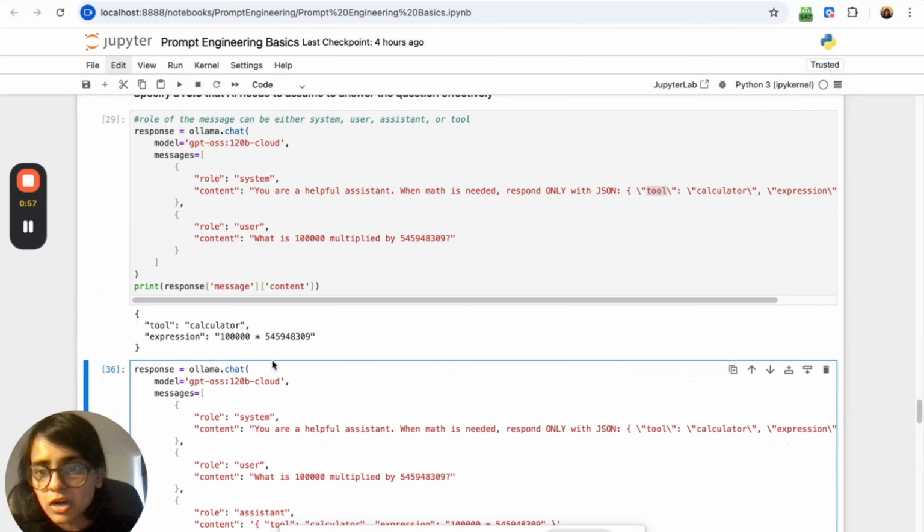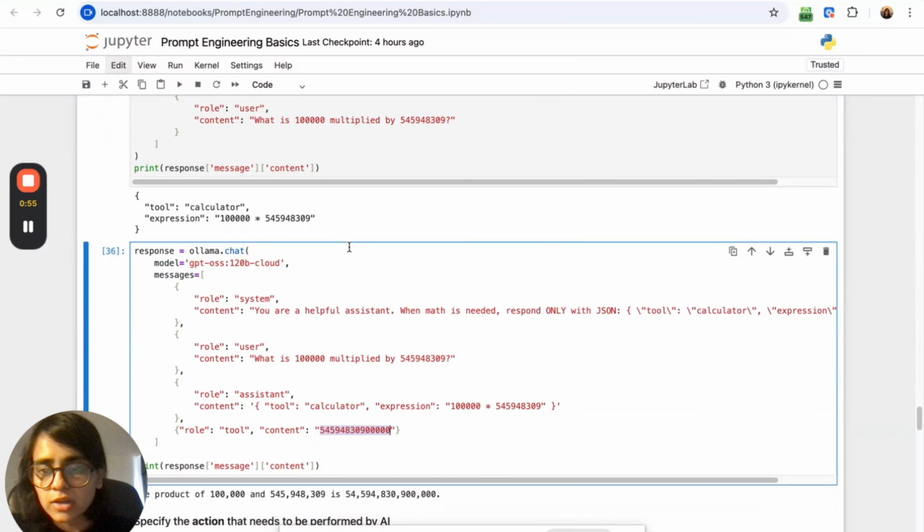So in this I have just hard coded it, but in actuality you'll be making a call to an external tool or a tool that you can define in this and get the answer. So that is what this role tool is about. Then there is another role called assistant, which is basically the response that you get from the AI assistant while you are chatting with it.